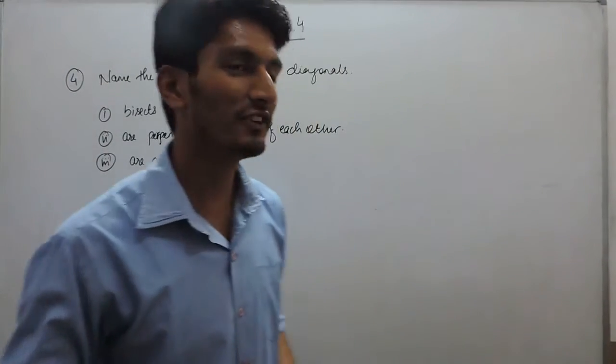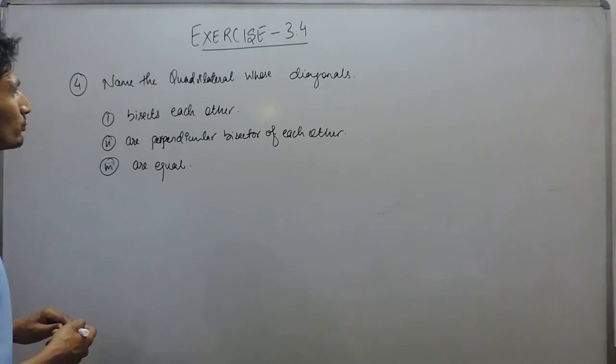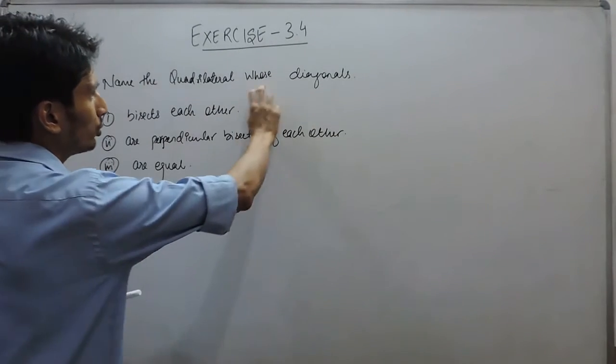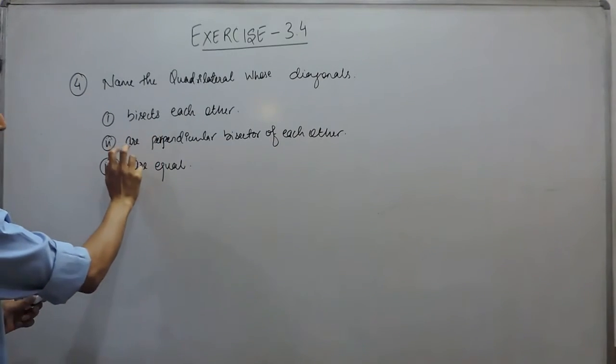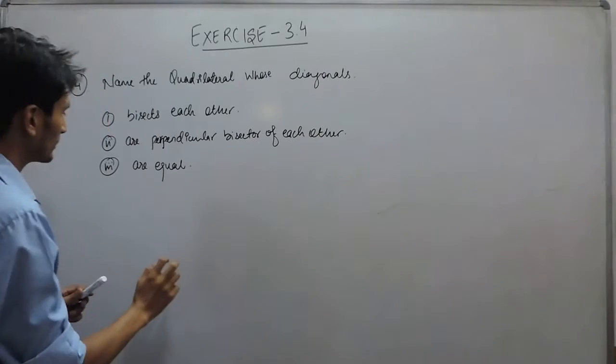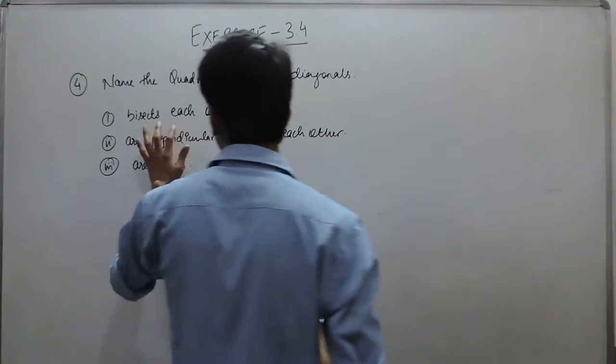Hello everyone. In this video, we are going to solve question number 4. You have to name the quadrilateral whose diagonals, first, bisect each other, second, are perpendicular bisectors of each other, and third, are equal. Let's solve part first.